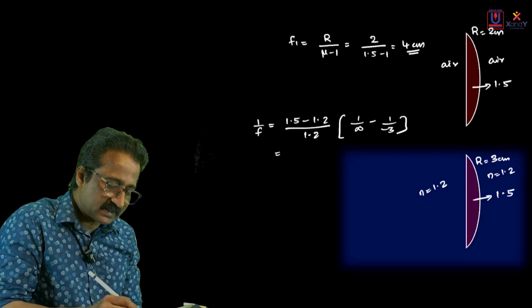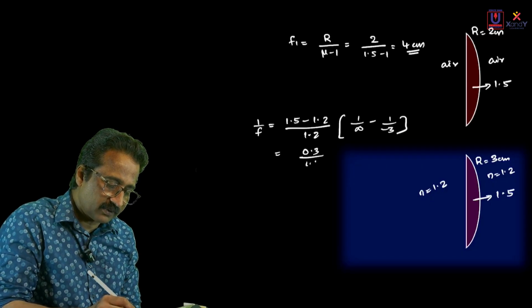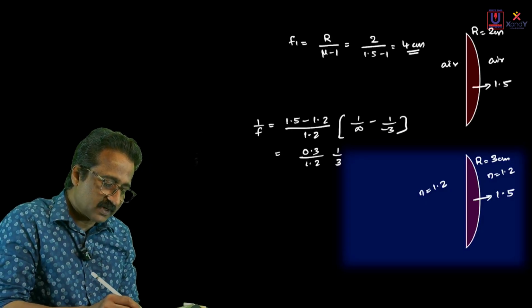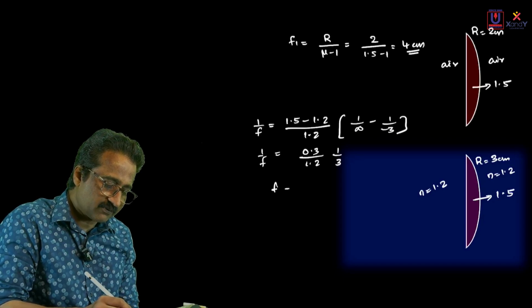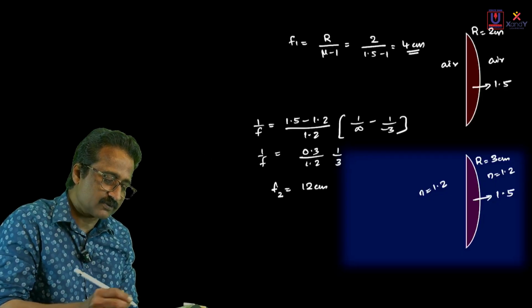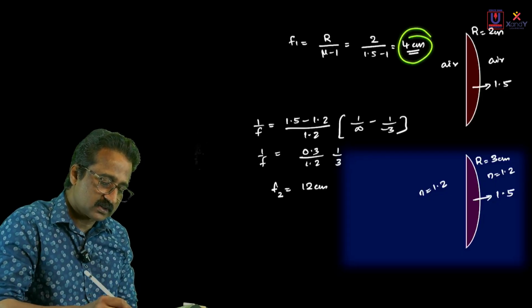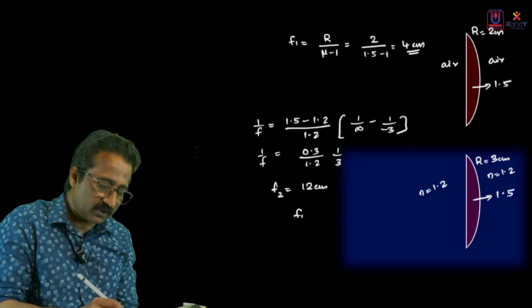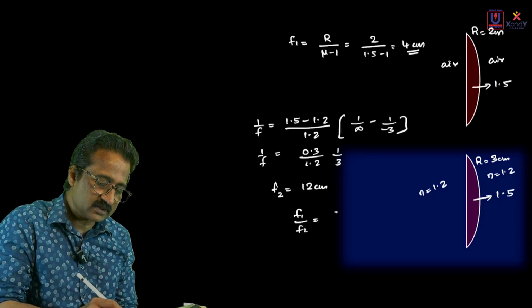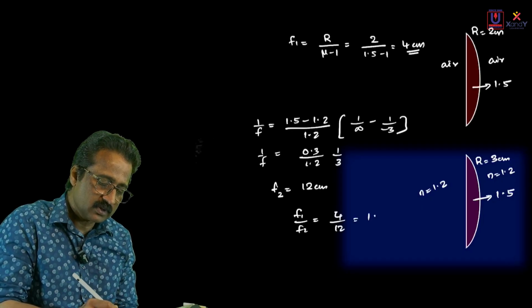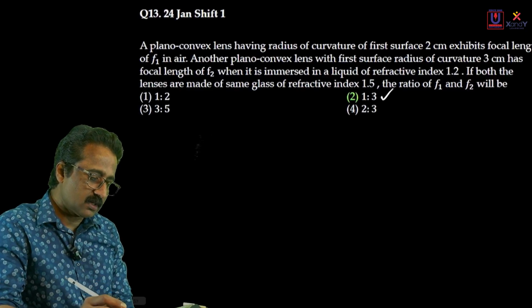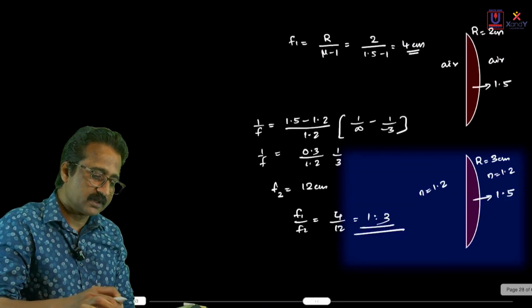Okay, simplifying this, I have 0.3 divided by 1.2, that into some 1 by 3. Yes, that is 1 by f. So this gives you the focal length f as how much? Okay, 3 cancel, you'll get 12 centimeter. That is f2. So this is f1, this is f2. So f1 is 4, f2 is 12. They ask you what is the ratio of focal lengths, f1 by f2. It is 4 by 12. It is equal to 1:3. So the ratio is 1:3. Your option is 2. That was 13.